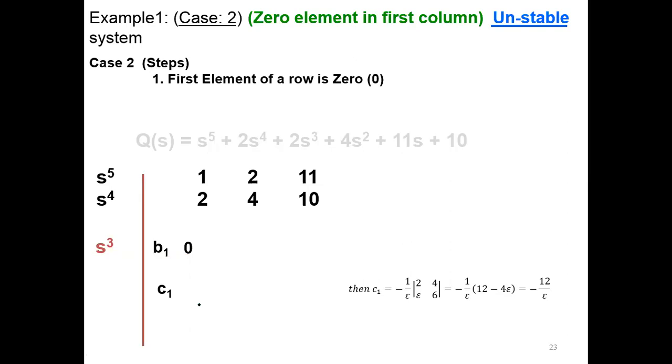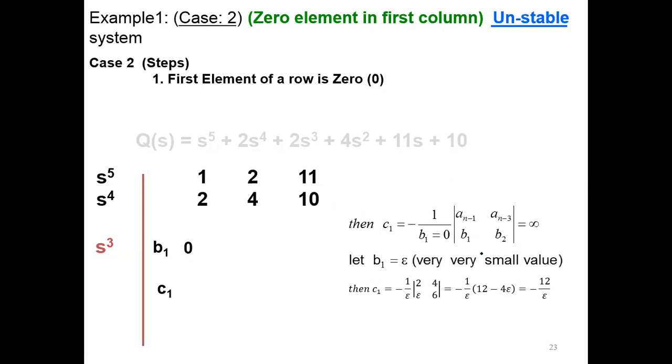So let's discuss this. C1 will be equal to minus 1 over 0. Forget these values because the answer will be infinity. So we take B1 is equal to epsilon, that is a very small value, that is approaching 0, that is approximately equal to 0. So C1 will be now a value that will have epsilon in its calculation.